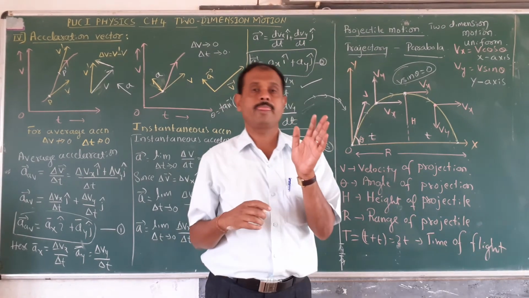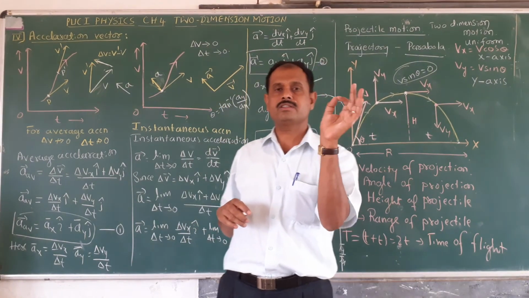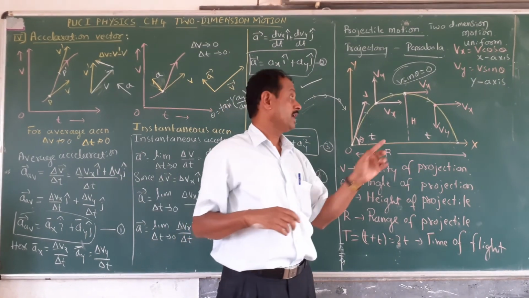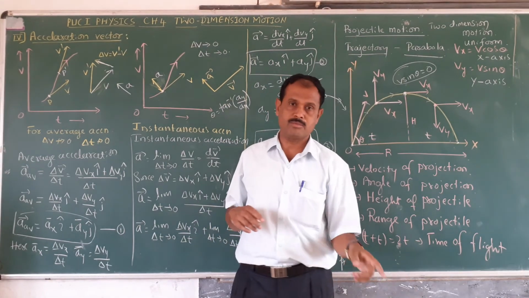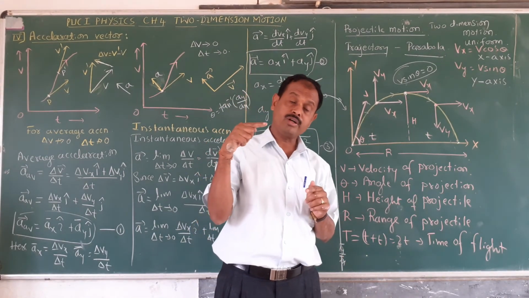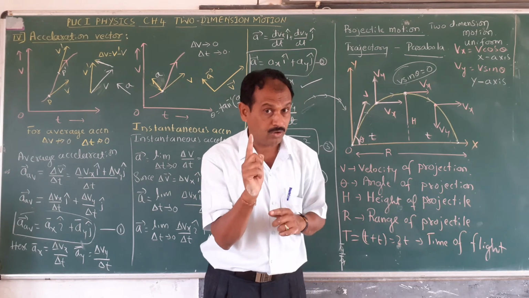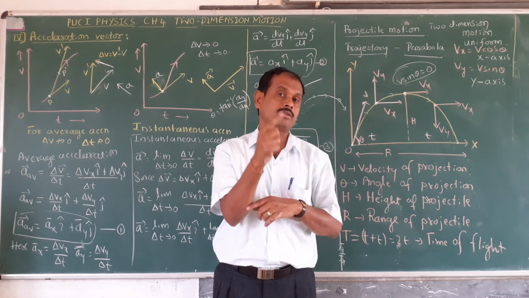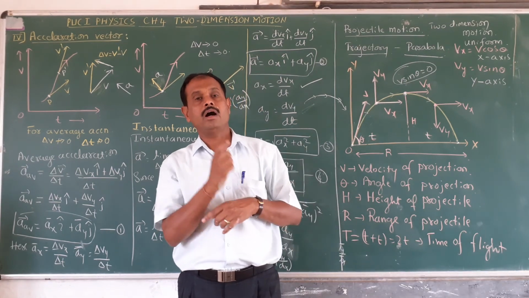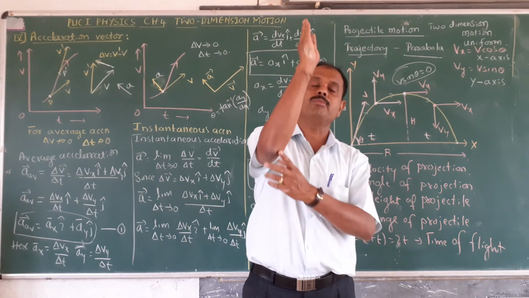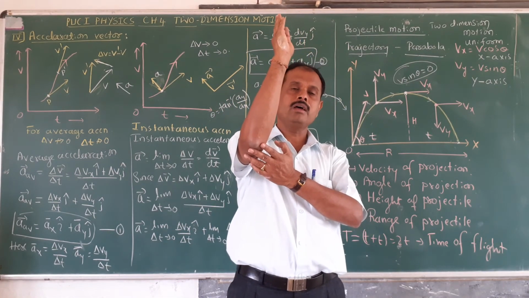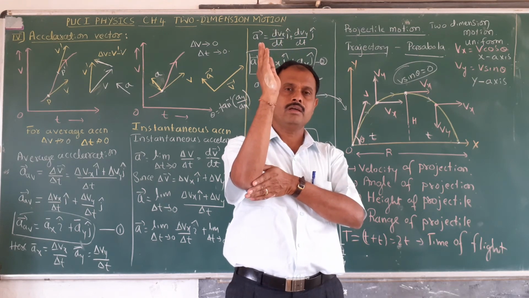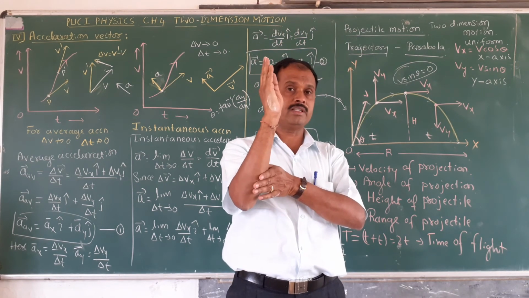Once again, the velocity of projection is resolved into two components at any position in the projectile motion. One component along the x-axis, the v cos theta component, is along the same direction and also uniform. Another component is the vertical component, v sin theta.